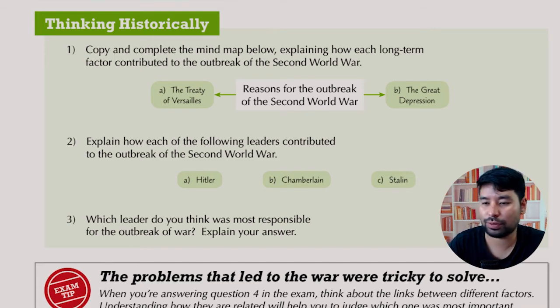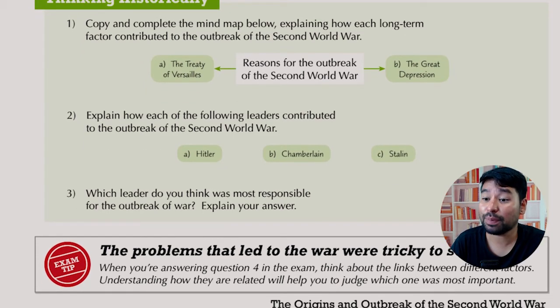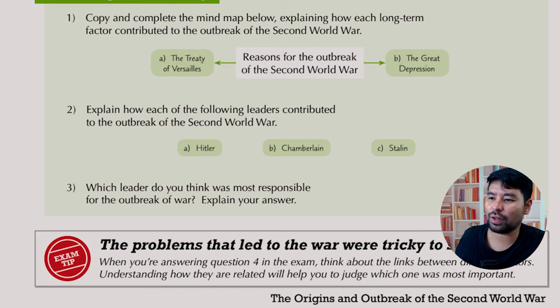Next one, number 2. Explain how each of the following leaders contributed to the outbreak of the Second World War. Again, contributed to the outbreak. Outbreak means the starting, the beginning, okay?